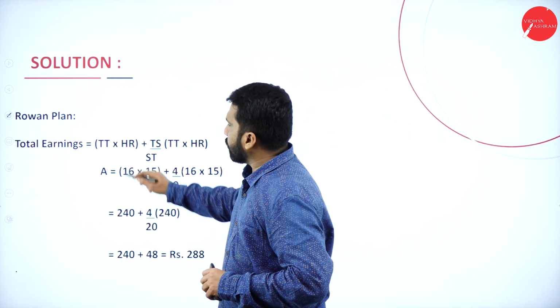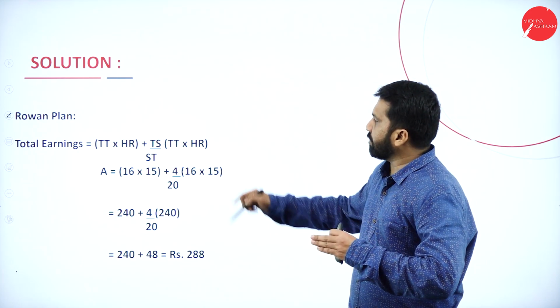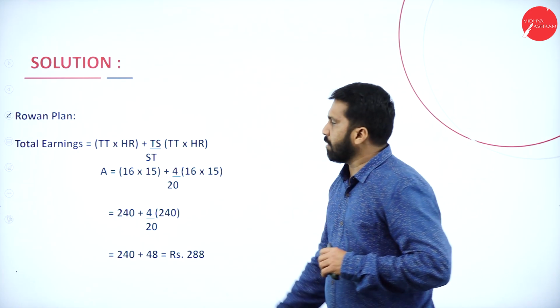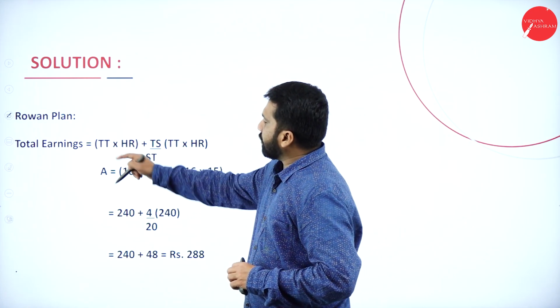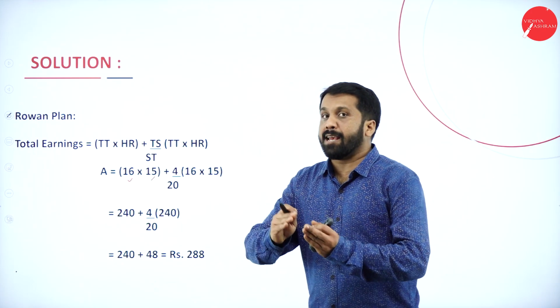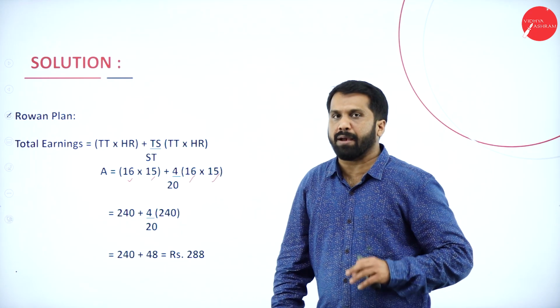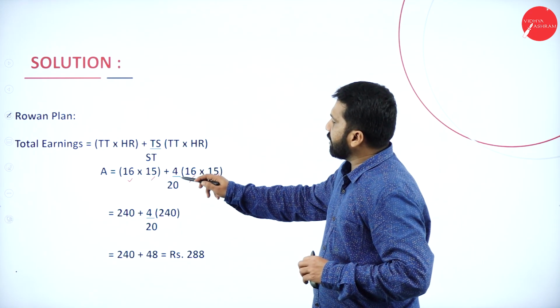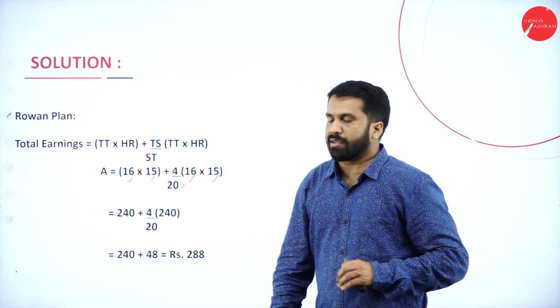Total earning is equal to time taken into hourly rate plus time saved divided by standard time, into time taken into hourly rate. Now, what is your time taken? 16. What is the hourly rate? 15. Same thing will be copied. 16 and 15. Now you calculate what is this? Time saved is 4 and standard time is 20.